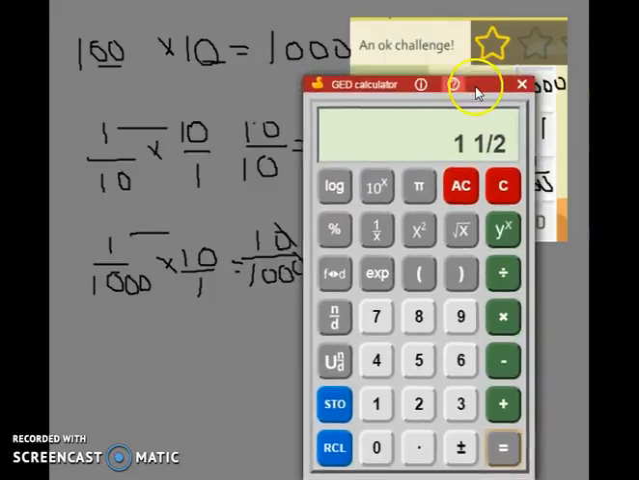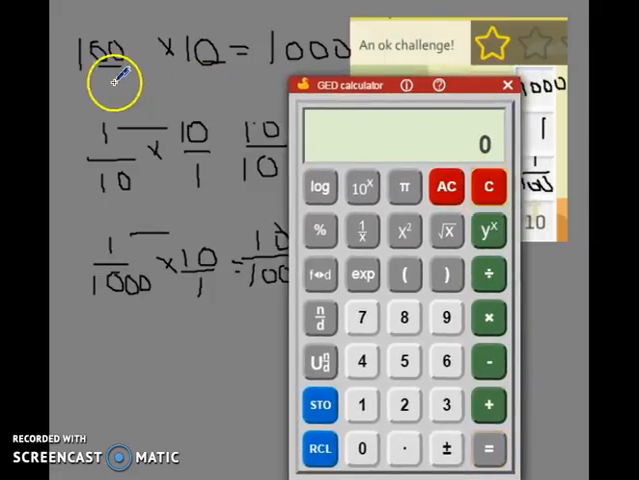Let me put my calculator over. 100 times 10, I get 1,000. 1/10 times 10 equals 1. And then 1/1000th times 10 equals 1/100.